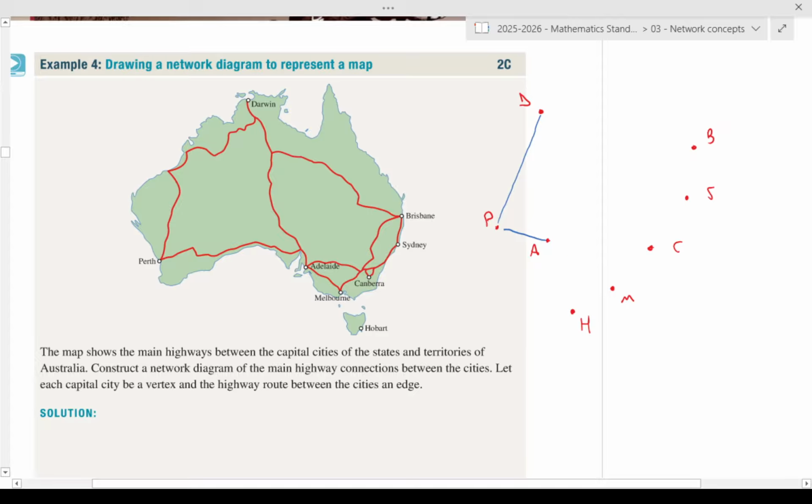Try and draw a decent line. Can I get from Melbourne to Canberra? Yes, I can. Can I get from Adelaide to Canberra? Yes, I can. Can I get from Adelaide to Sydney without going through anything? Yes, I can. Can I get from Adelaide to Brisbane without going through anything? Yes, I can. So I can go around these ones, and I'm not going through another capital city.